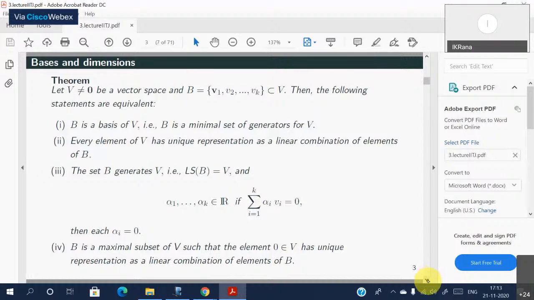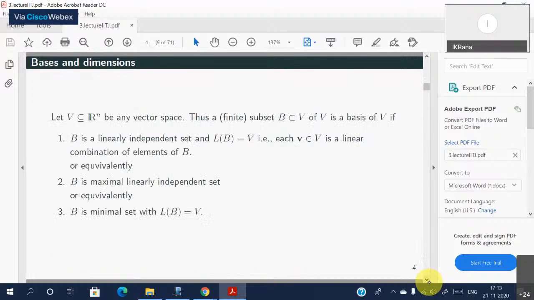So in terms of the terminology of independence and dependence, these are the ways of looking at it. B is a linearly independent set and it generates, okay, or it is a maximal linearly independent set, and equivalently it is a minimal set of generators. So all of these are equivalent definitions of a basis of a vector space.